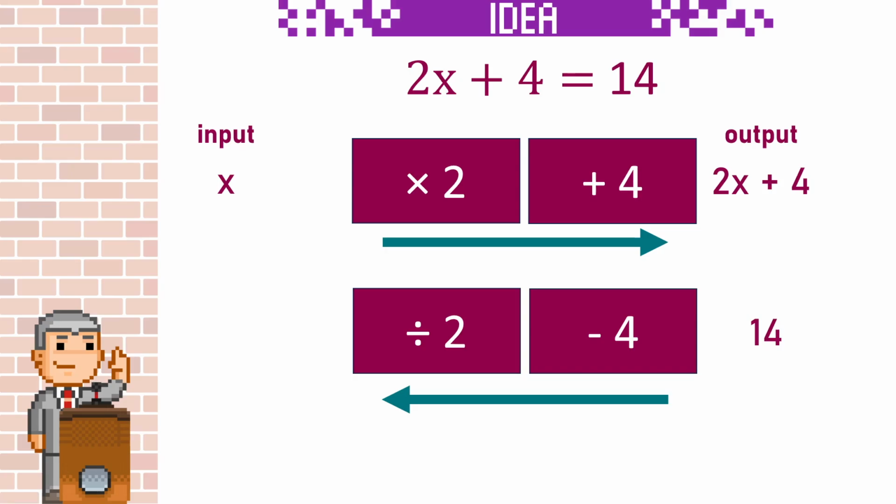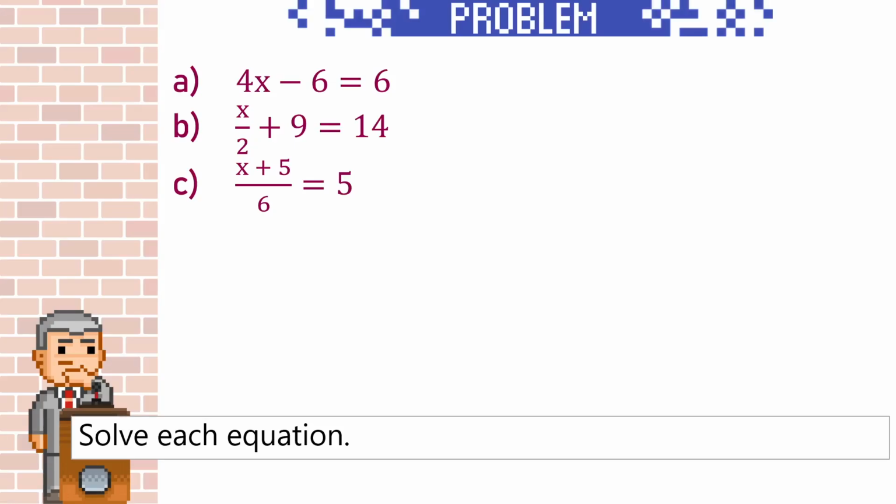So we can subtract 4 from 14 to give us 10. And then we can divide by 2 to give us the answer of 5. So the solution to 2x plus 4 equals 14 is x equals 5. Let's have a go at these questions.